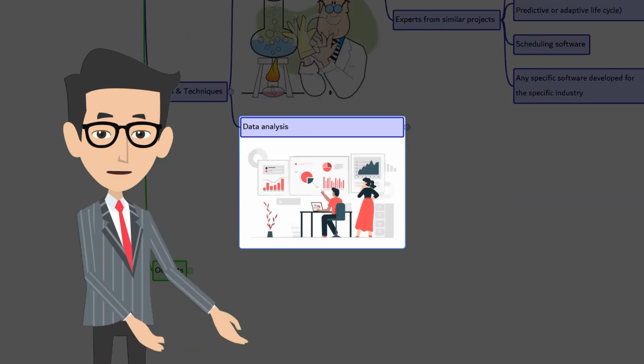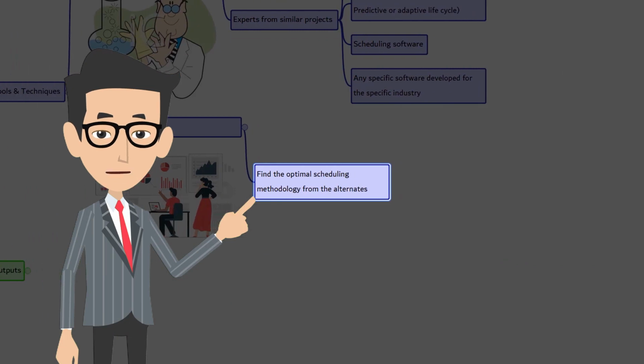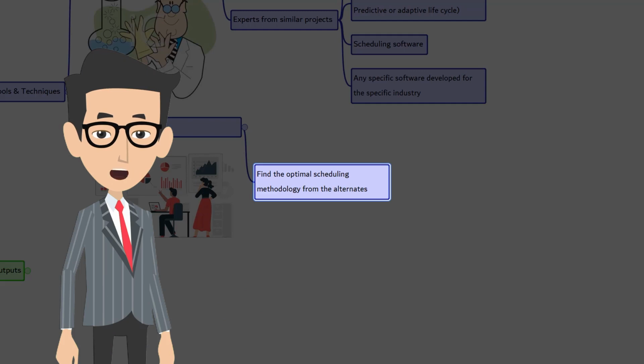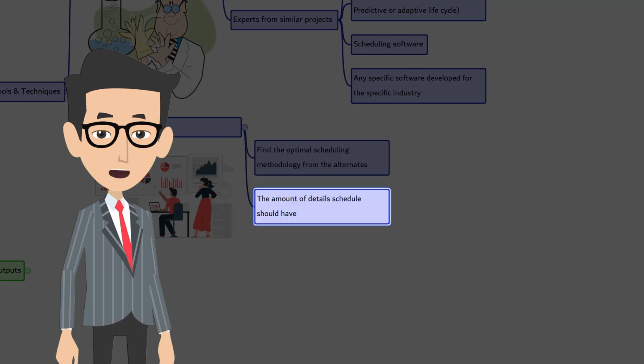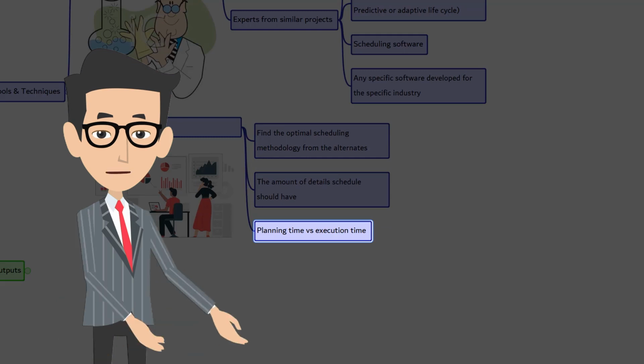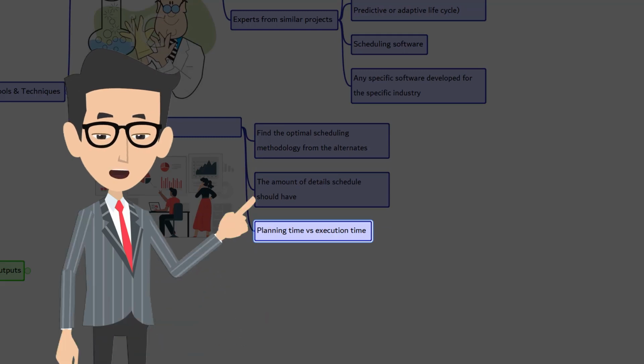The second one is data analysis. Using alternate analysis, you can find the optimal scheduling methodology so that the project can be completed on time and within budget. During the plan schedule phase, it can also include determining how detailed the schedule needs to be. Can the schedule be further developed during the rolling wave planning, or should I have every information now itself? How often is the schedule to be reviewed and updated? These are some of the things to be considered. And also, an appropriate balance between the level and the detail needs to be struck. It should not happen that you spend a lot of time in planning rather than executing.